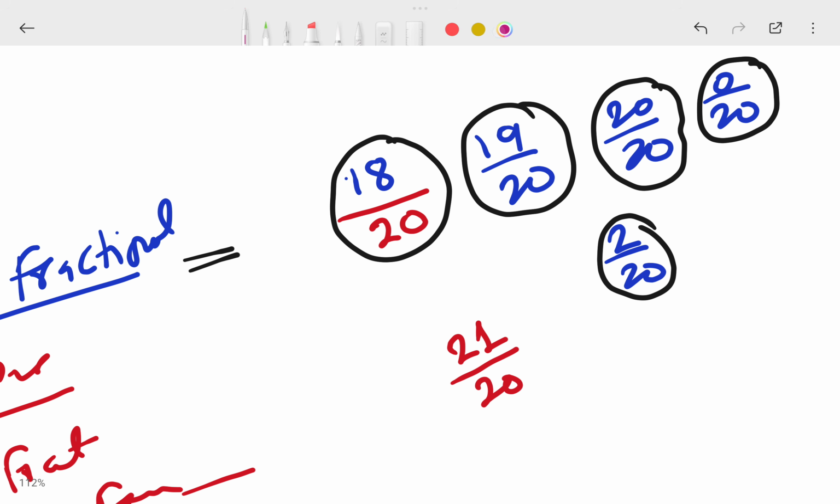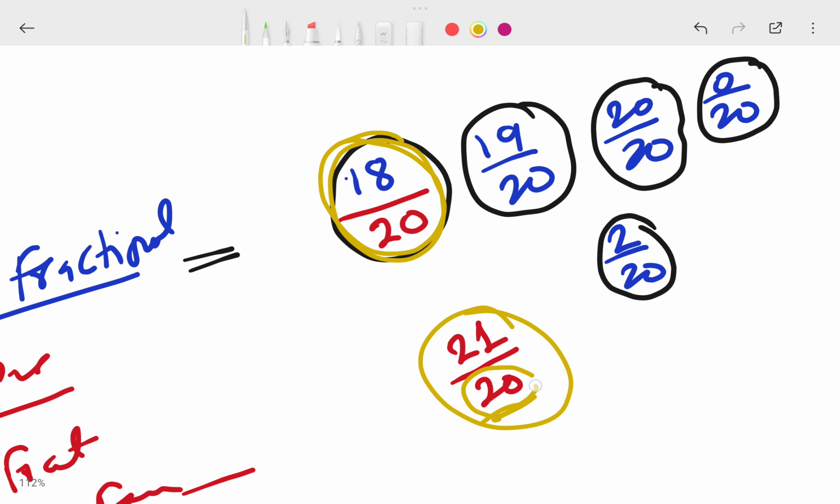Let's suppose you got 18 marks out of 20, and you ask your friend how many marks he got in the test. Your friend says, out of 20 marks I got 21 marks. So will you think, is it possible? It is not possible, why? Because the paper is only 20 marks. Then how will you get 21 marks? Is it possible? It is not possible.